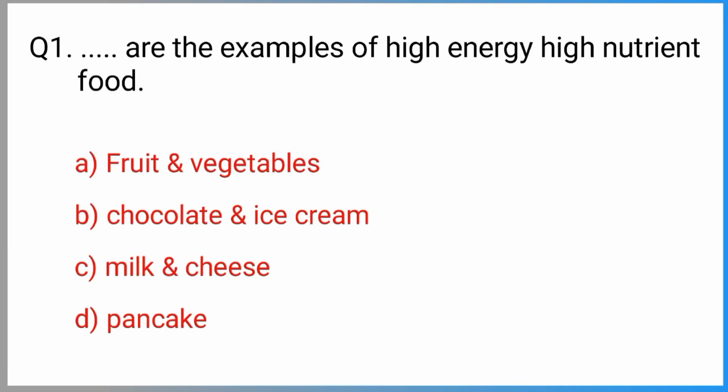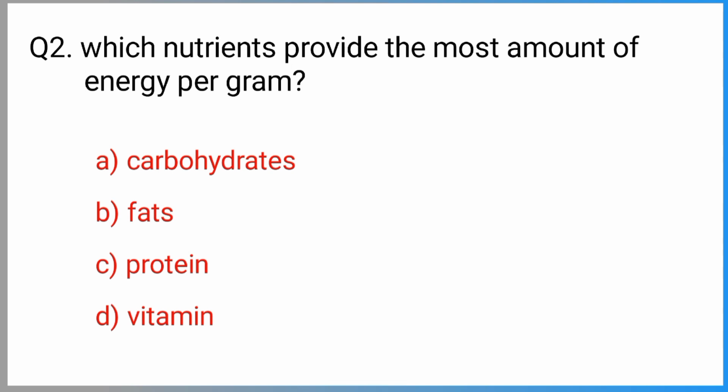Question number 1. Dash out the example of high energy, high nutrient food. The correct answer of that question is option C, milk and cheese. Question number 2. Which nutrients provide the most amount of energy per gram? The correct answer of that question is option B, fats.